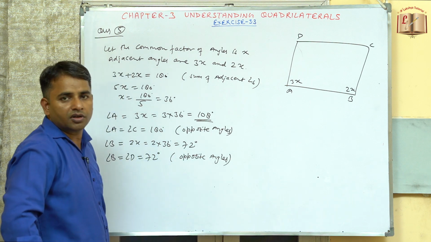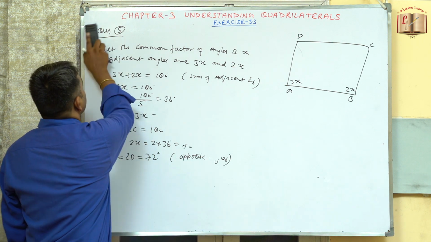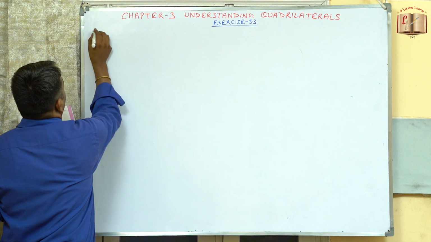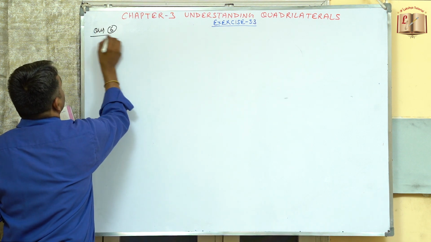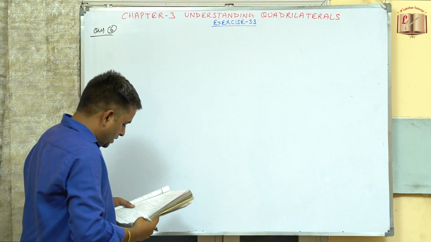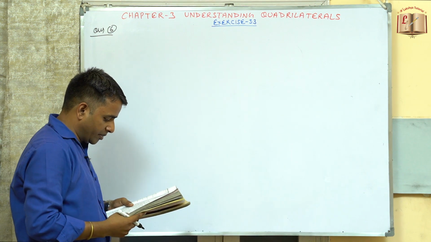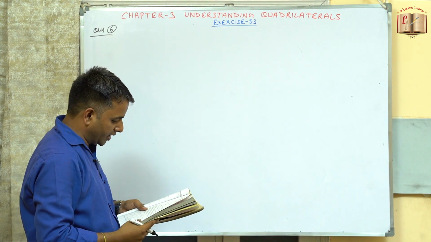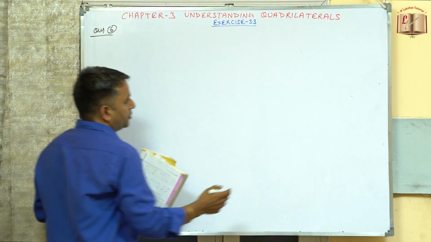So we got the measurement of all the angles. So now coming to question number 6. Two adjacent angles of a parallelogram have the equal measurement. Find the measure of each angle of the parallelogram.